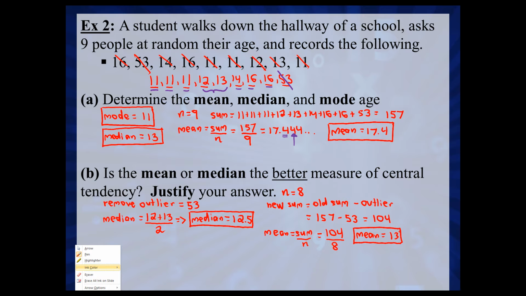Okay, now let's compare. Let's see what happened. The median went from 13 to 12.5. That's a pretty small change. It's barely affected. The mean went from 17.4 to 13. That's quite a bit of a difference. That's off by like 4.4 years. So the better measure of central tendency would be the one that's least affected by the outlier. So which of these two is least affected by the outlier? Well, the median, because the median barely changed.